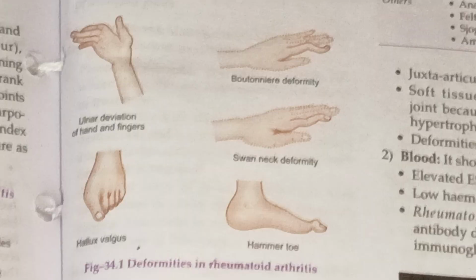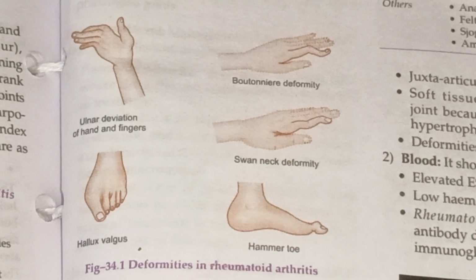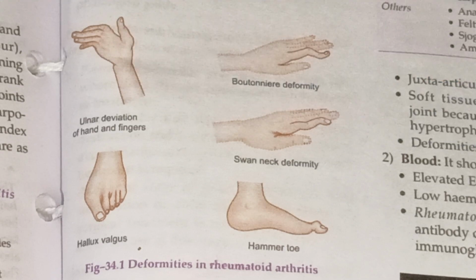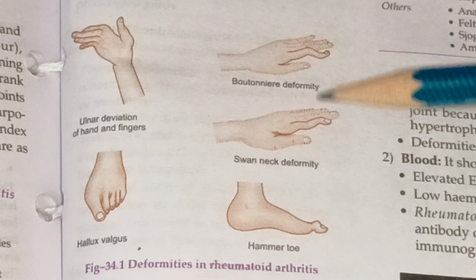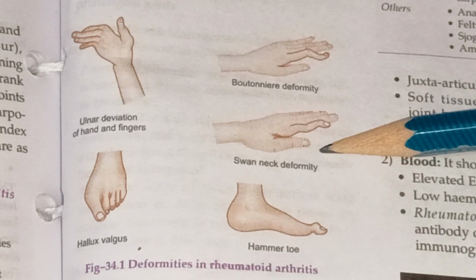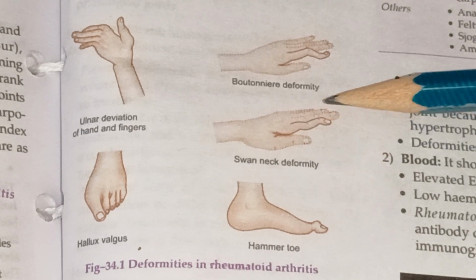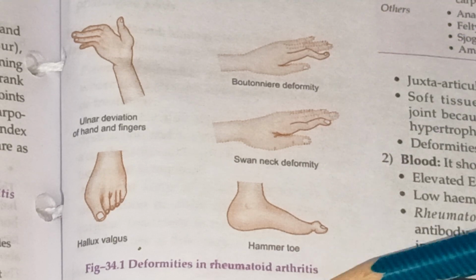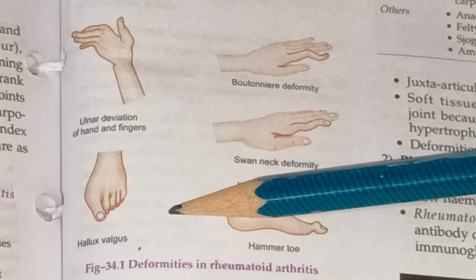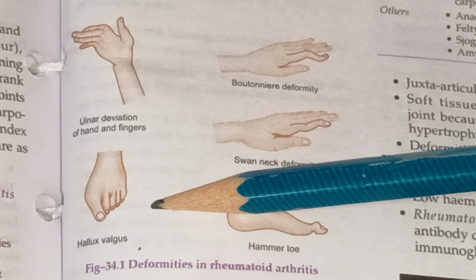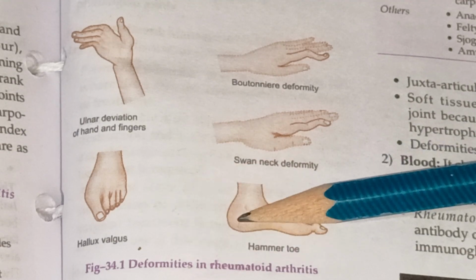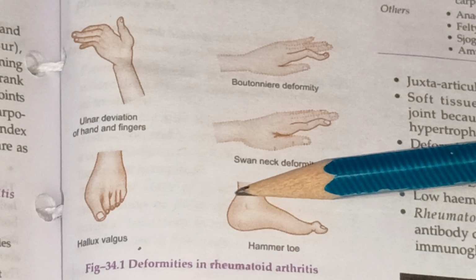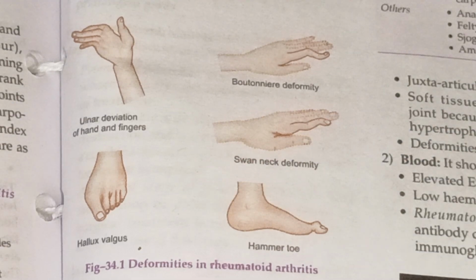Here I can show you some pictures. Here you can see the ulnar deviation of the hand and fingers. That is a boutonniere deformity and swan neck. In swan neck deformity, you can see the PIP as well as DIP. In boutonniere, you can see only the PIP deformity. Hammer toe and hallux valgus. This you can remember as in rickets, the genu varum and genu valgum. You can easily remember this.